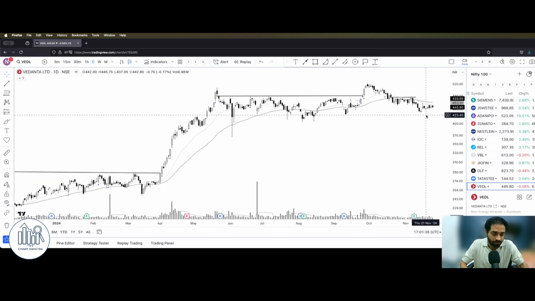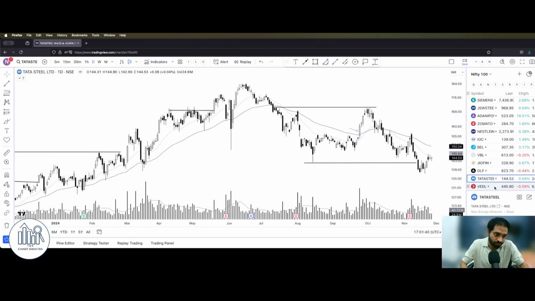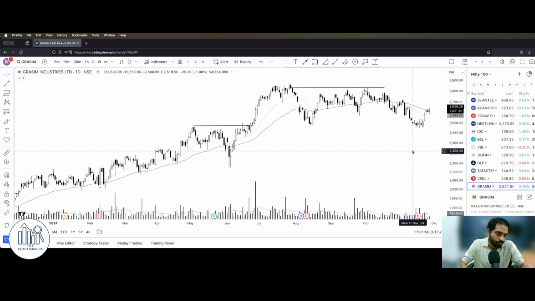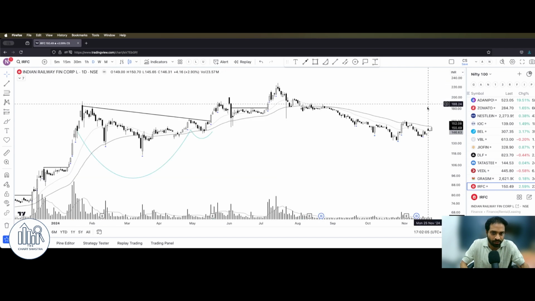Vedanta, although this is stronger than Tata Steel. If you see, Tata Steel has given back most of its gains, but Vedanta is still holding up. So when the sentiment for this sector turns good again, you might see Vedanta leading the market. Grasim, again, okay, decent chart. Although it has corrected, it is now trying to recover. As of now, nothing interesting happening in the chart.